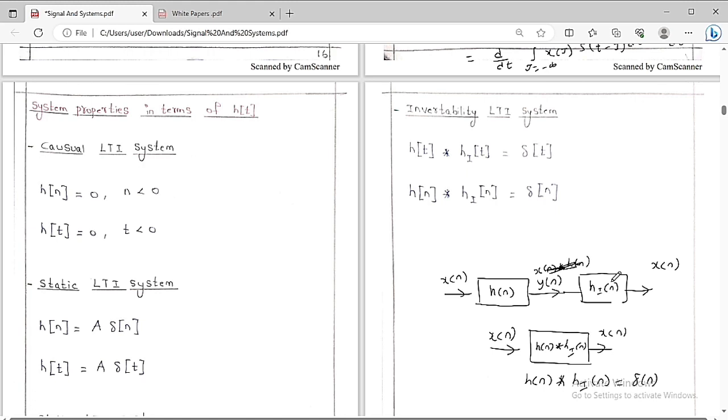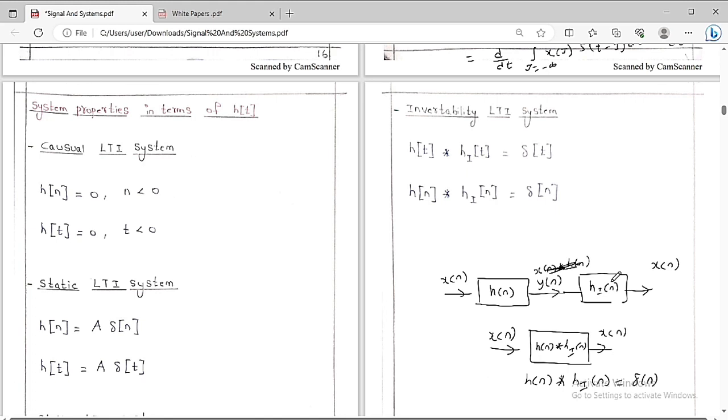For a causal LTI system, h of n is equal to 0 for n less than 0, or h of t is equal to 0 for t less than 0. Then the system is said to be causal, meaning the present output is independent of the future values of the input. And for a static LTI system, the impulse response should be h of n equal to a delta of n, or h of t equal to a delta of t. Then the system is said to be static, meaning the present output depends only on the present values of the input.